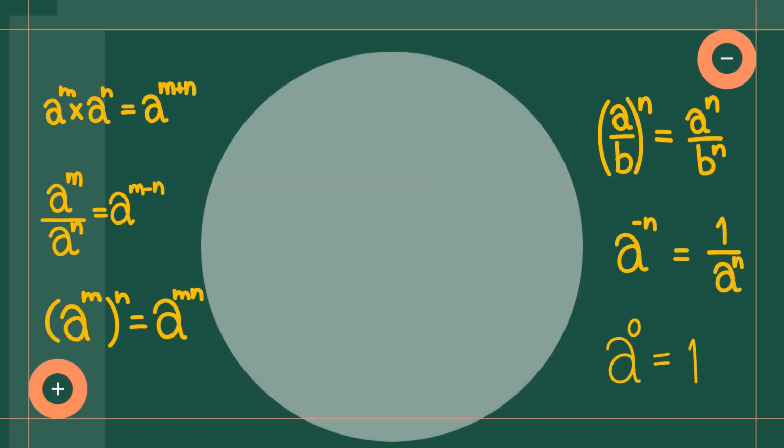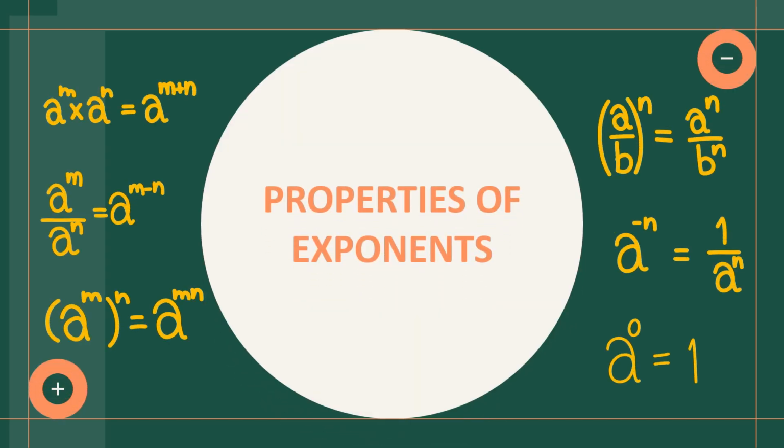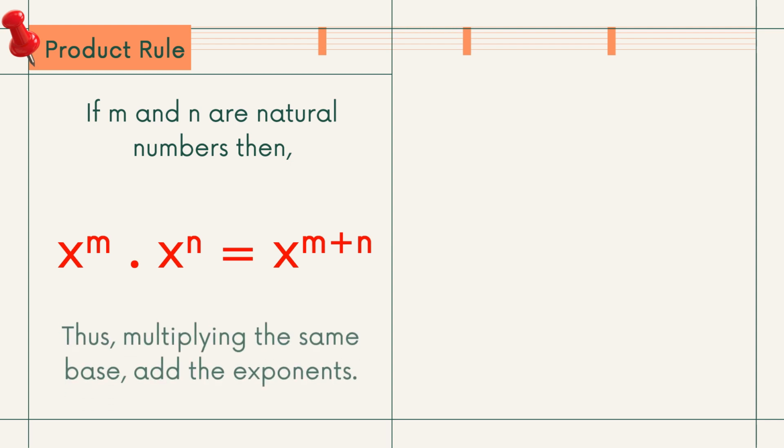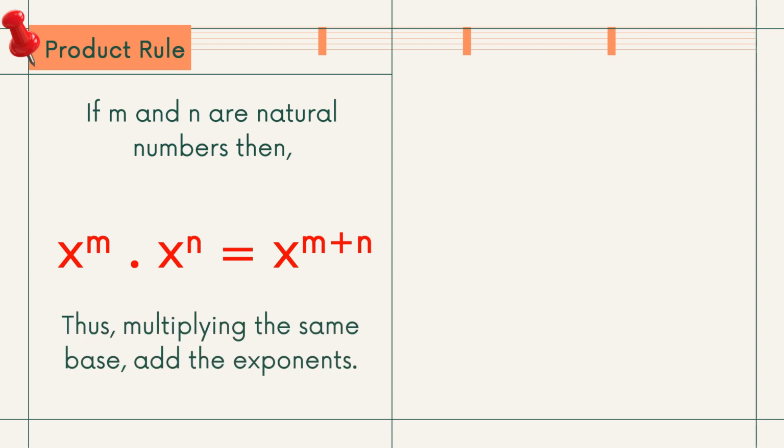Our lesson for today is all about properties of exponents. The first property of exponent is the product rule, and it says that if m and n are natural numbers, then x to the m times x to the n is equal to x to the m plus n. Thus, multiplying the same base, add the exponents.